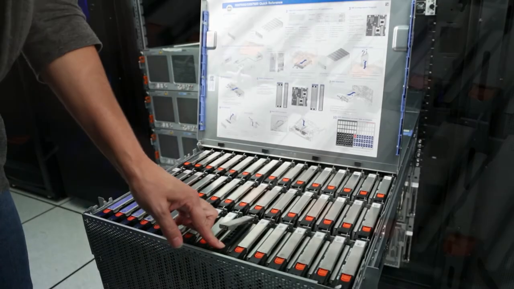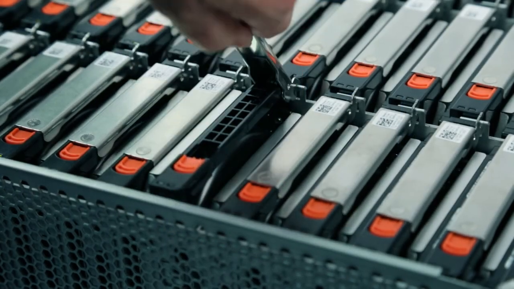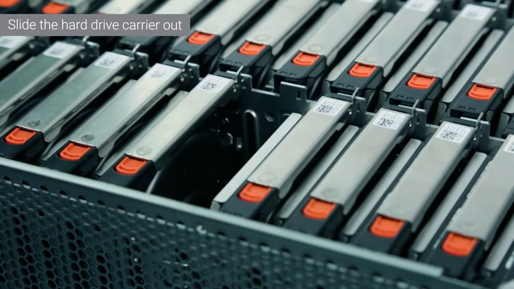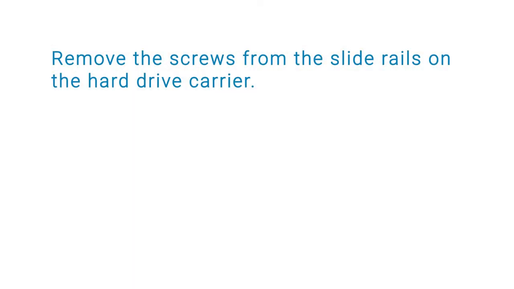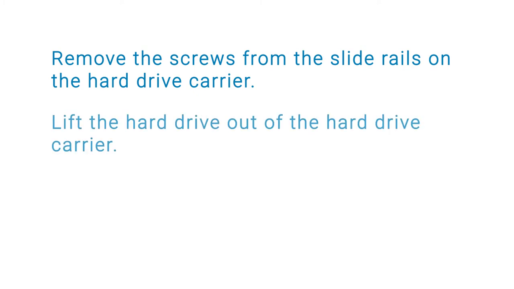Press the release button to open the drive carrier release handle. Slide the hard drive carrier out until it's free of the hard drive slot. Remove the screws from the slide rails on the hard drive carrier. Then, lift the hard drive out of the hard drive carrier.